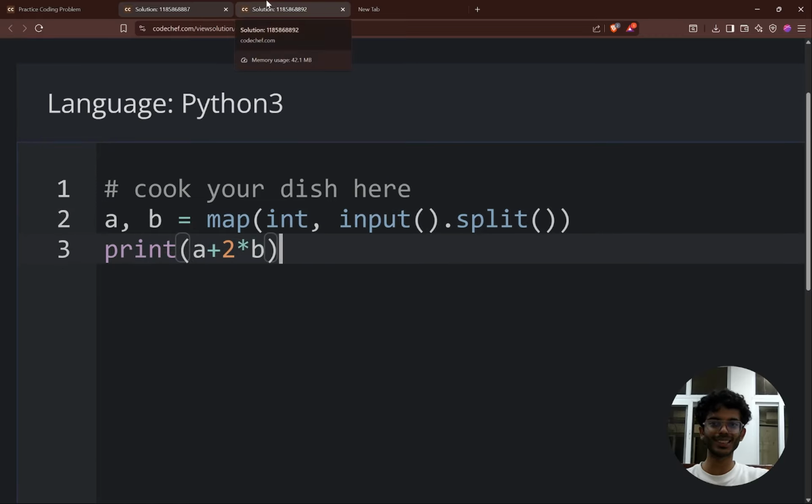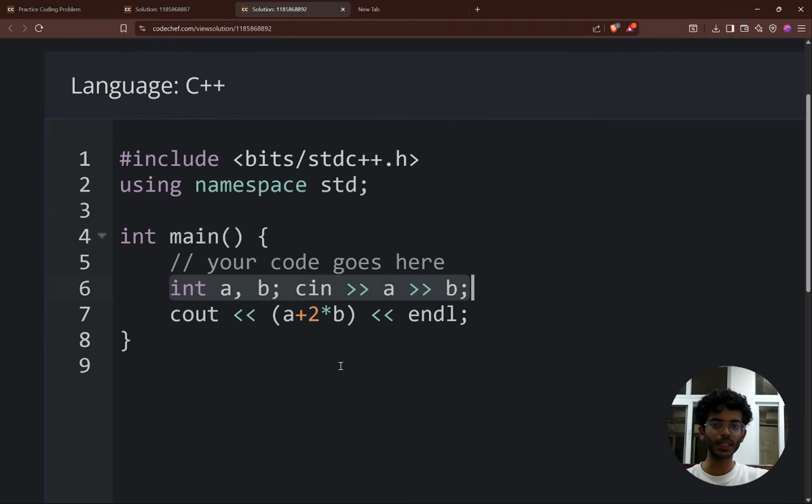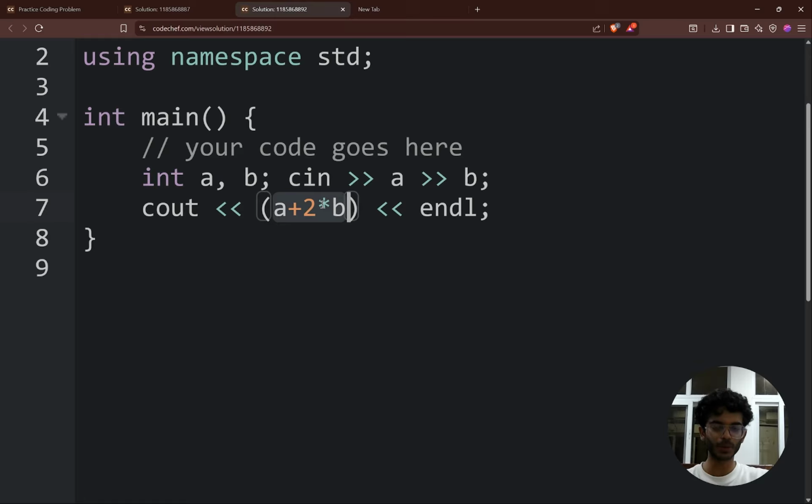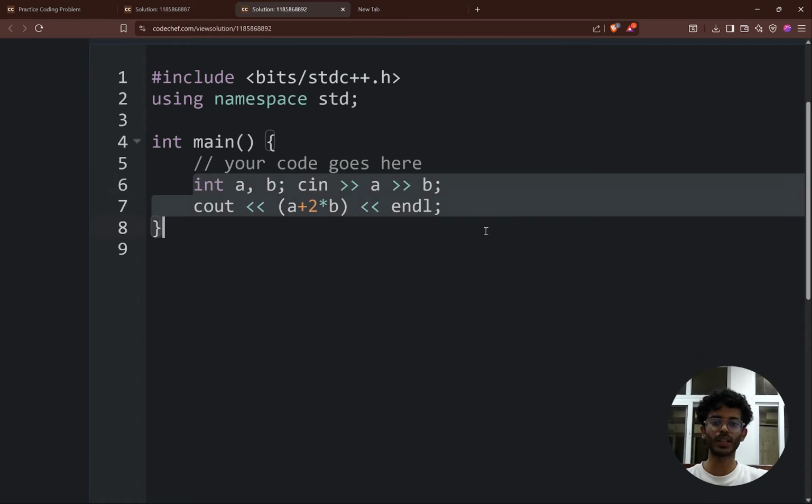Now let's see the solution in C++. We'll begin by taking an input of A and B, and we'll simply print A plus 2 times B, and that's it. The time complexity of both the C++ and Python solutions is constant, because we're doing only 4 to 5 operations in total, right?